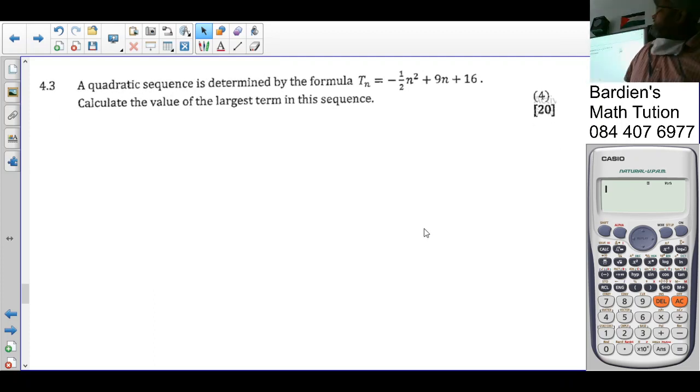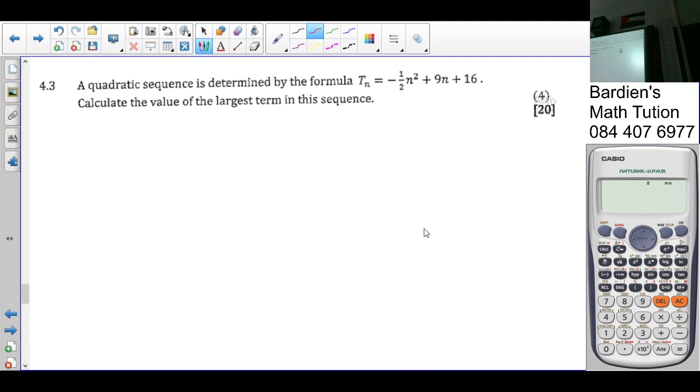Right. So we are told that a quadratic sequence is determined by the formula Tn is equal to negative half n squared plus 9n plus 16. Calculate the value of the largest term in the sequence. So the largest term is also, what to us? The maximum. You see, if I had to draw a parabola or a quadratic function for this, will this graph have a maximum or a minimum? Maximum. Hence they're asking you for the maximum value or the largest value.